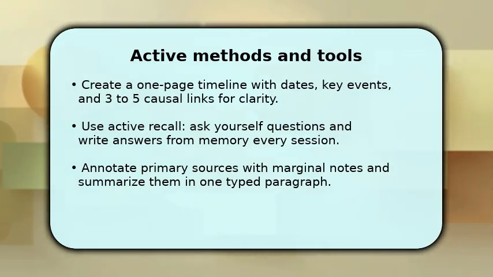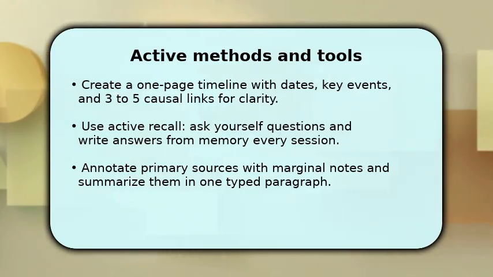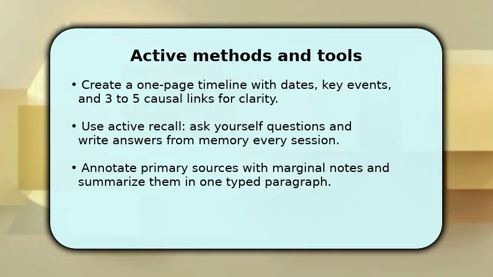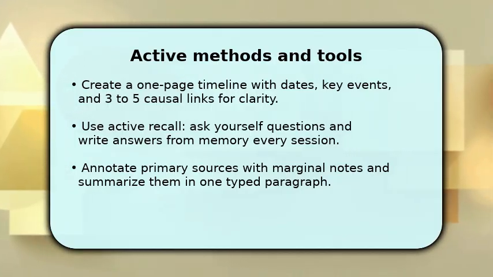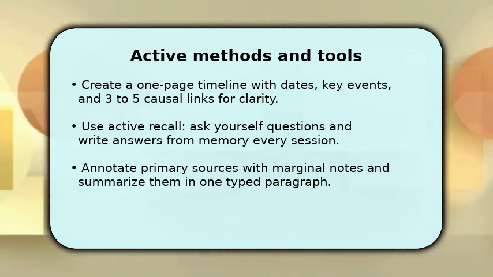Create a 1-page timeline with dates, key events, and 3 to 5 causal links so you can visualize sequences and contingencies. Practice active recall by writing answers to specific questions from memory at the start and end of each 25-minute session. Annotate primary sources directly with marginal notes, then summarize each source in one typed paragraph to capture argument, perspective, and provenance for fast review later.